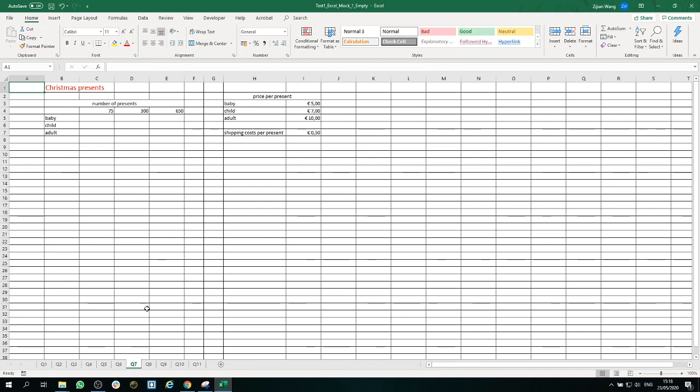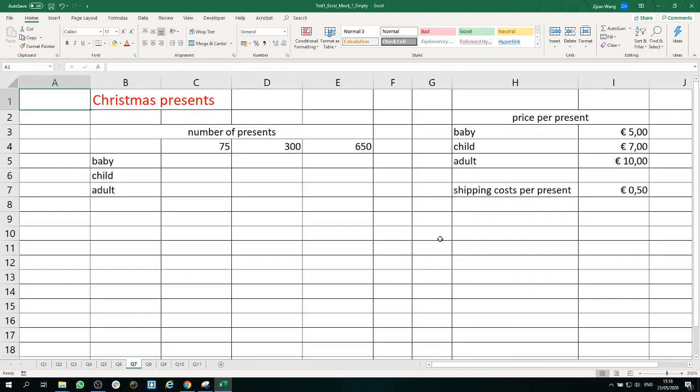Next one, question 7. This one looks more complicated. So we have baby, child, and adult, for the number of presents 75, 300, and 650. Here we have the price per present and also the shipping cost. So the shipping cost applies to every present. So no matter which category of present you buy, you always pay the shipping cost. So let's see if we can get it right.